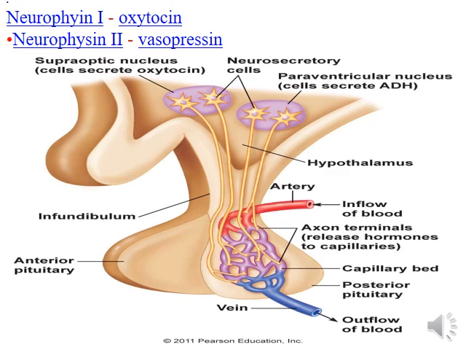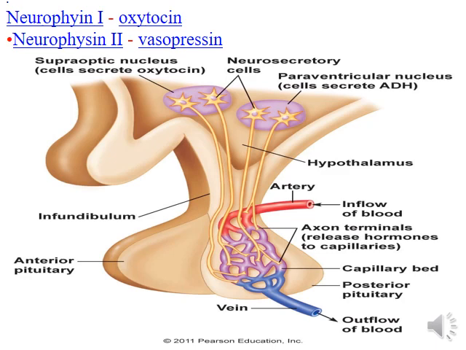In the first slide, you see that some of the neurons located in two different nuclei in the hypothalamus, the supraoptic nucleus and paraventricular nucleus, are secreting these two hormones, and after transferring through the axon by combining to neurophysin, which is the name of the carrier, they will be released in the posterior part of the hypophysis.